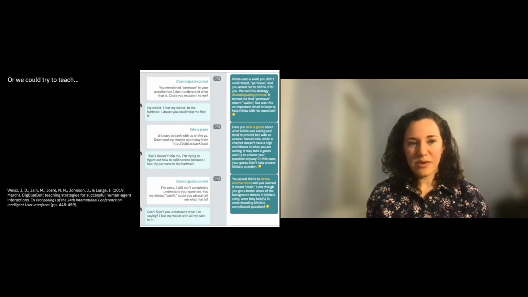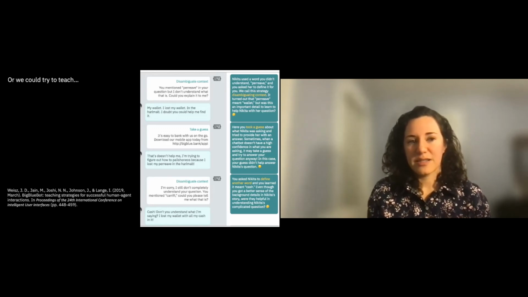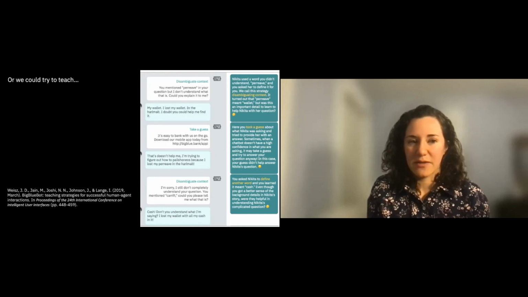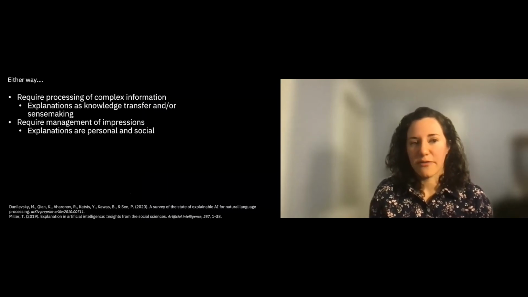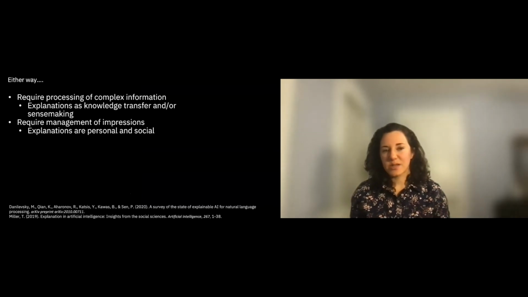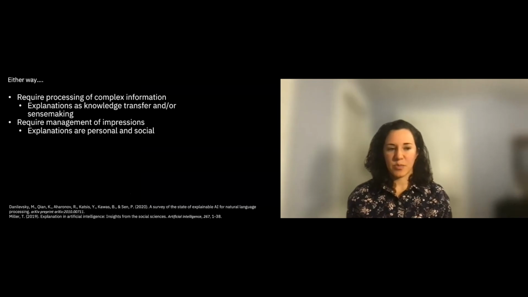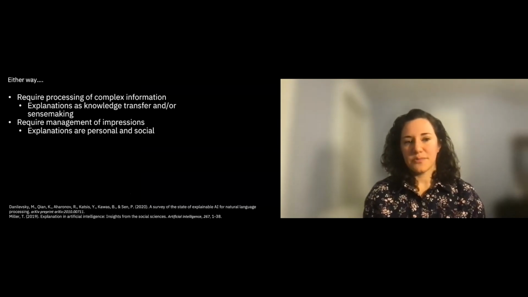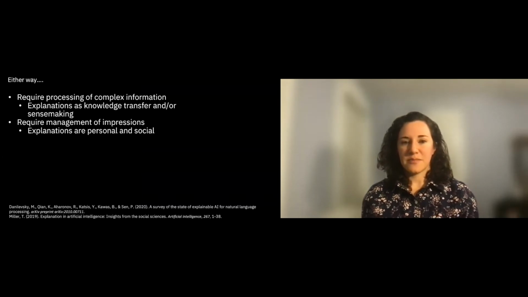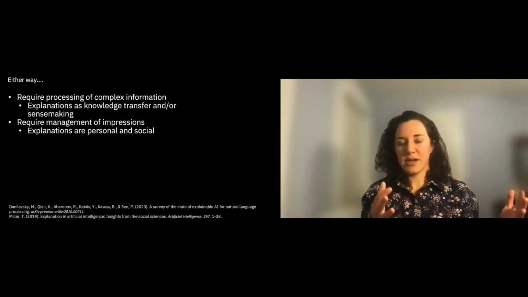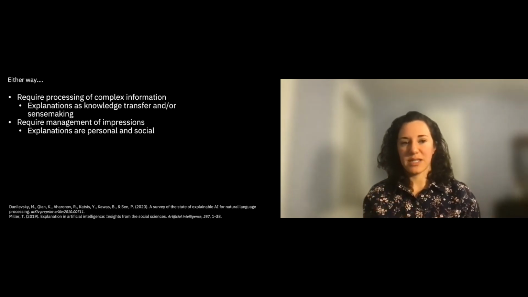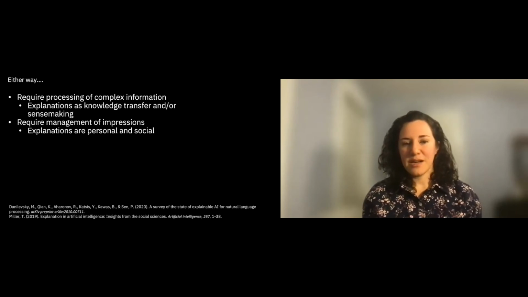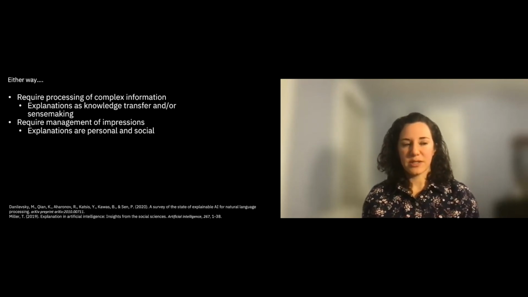So I think we really want to be providing this information in a way that people don't have to put in a lot of effort. But either way, this kind of task requires a lot of the same processes as when people are learning in different ways. So we have to process complex information, right? If we provide explanations, we're transferring knowledge from how the system works, and people have to make sense of that information. And then we also have to manage people's impressions of this kind of system.